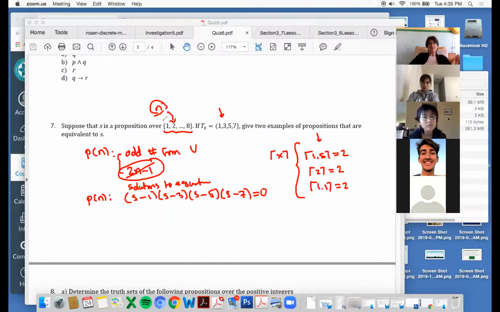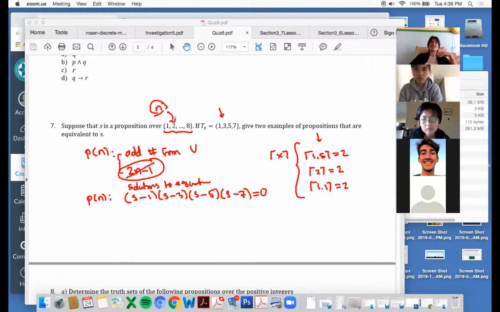This is a proposition over... Yeah, I don't think you have to use all the numbers in the universe. It's like if you have a function, right? The domain is all the real numbers. Do you have to use all the real numbers in the function? Yeah, you do, because that's the definition of a function.